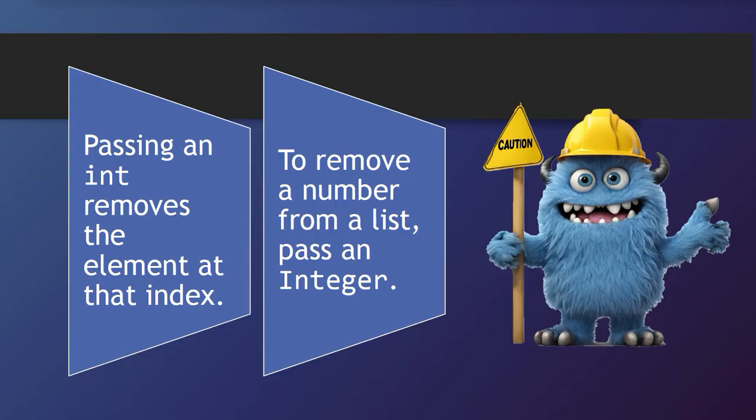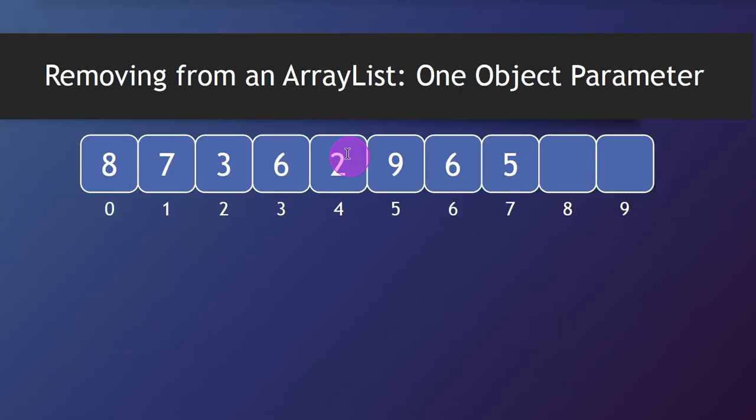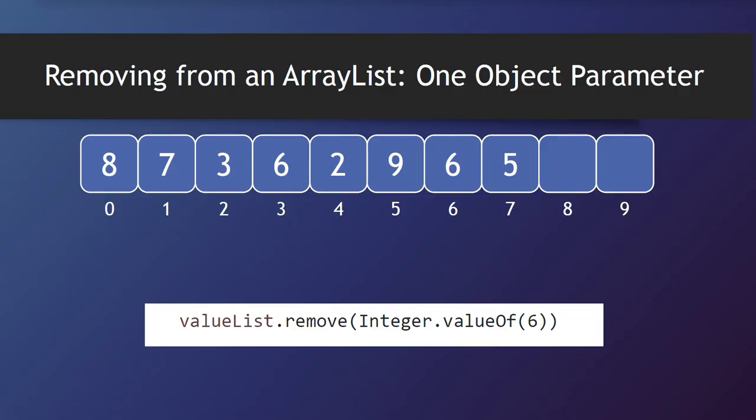If you want to pass the actual numeric value you want removed, you have to pass it in as an object, a capital I Integer. For example, let's say we have this ArrayList here, which has 8 elements. If we want to remove the element 6, we have to pass in 6 as a capital I Integer as an object. If we were to just pass in the primitive value 6, we would be saying we want to remove the element at index 6 rather than the value 6.